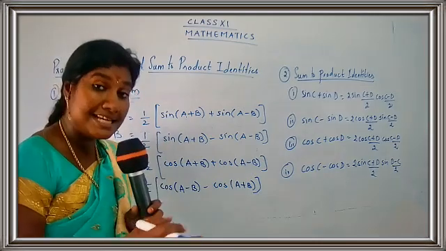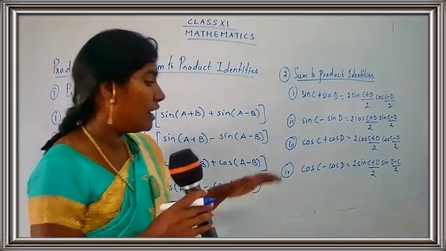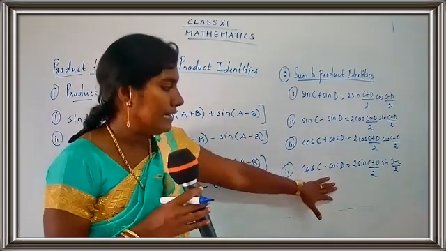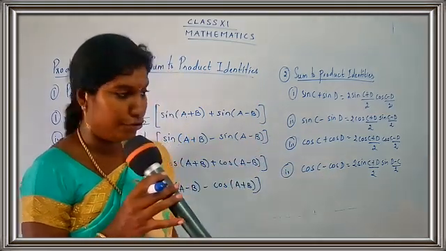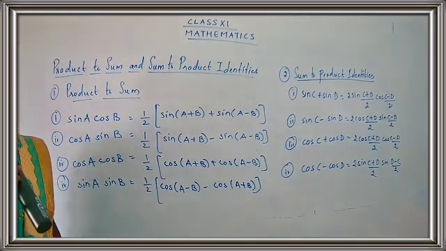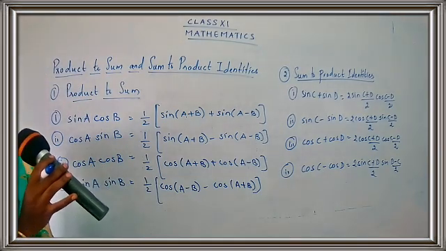This is for cos C plus cos D. And when you have cos C minus cos D, you have to use only the sine function. And it is 2 sin (C plus D)/2 sin (D minus C)/2. So we have taken around 8 identities.